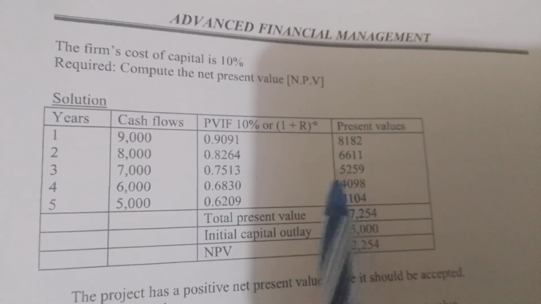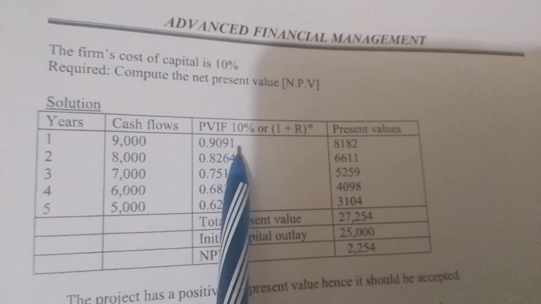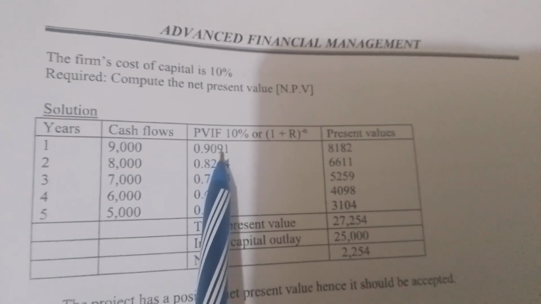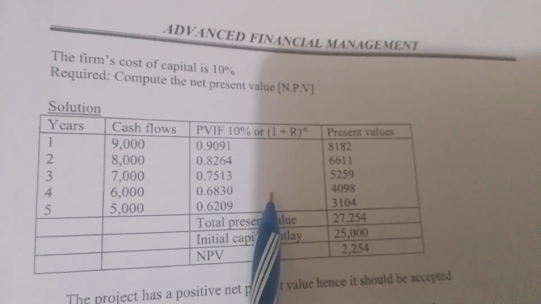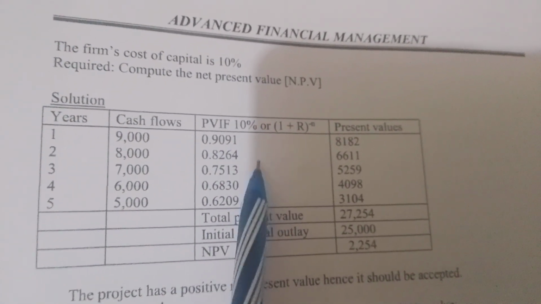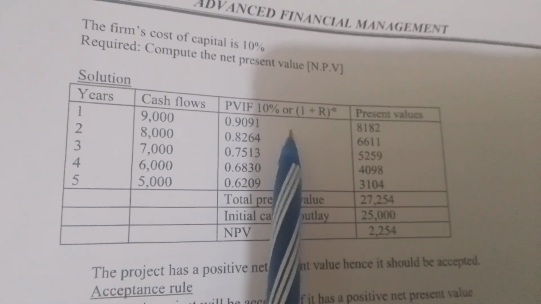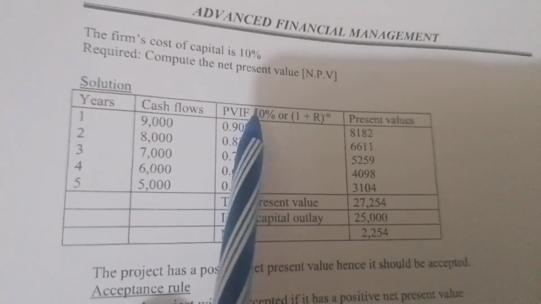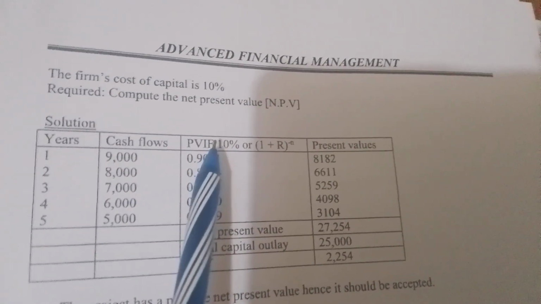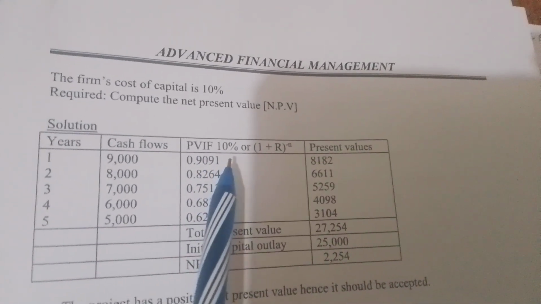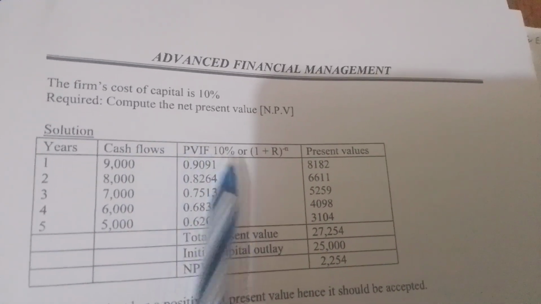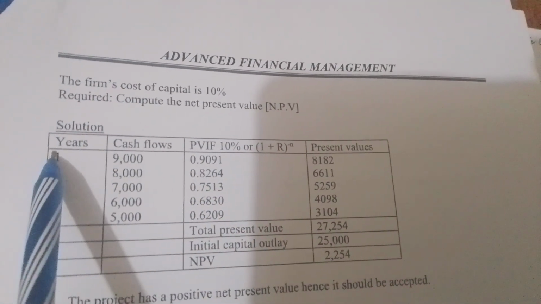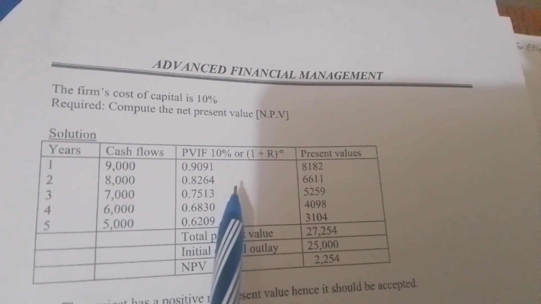Then what you do is that you get the present value interest factor, this column here. You can get it from the table, but it is advisable to know how to calculate the figures. So you take 1 plus rate. You have said the cost of capital is 10%. So you take 1 plus 0.1. 10% is the same as 10 over 100, which is 0.1. So 0.1 plus 1 is 1.1. So you say 1.1 raised to negative 1, which gives you 0.91.